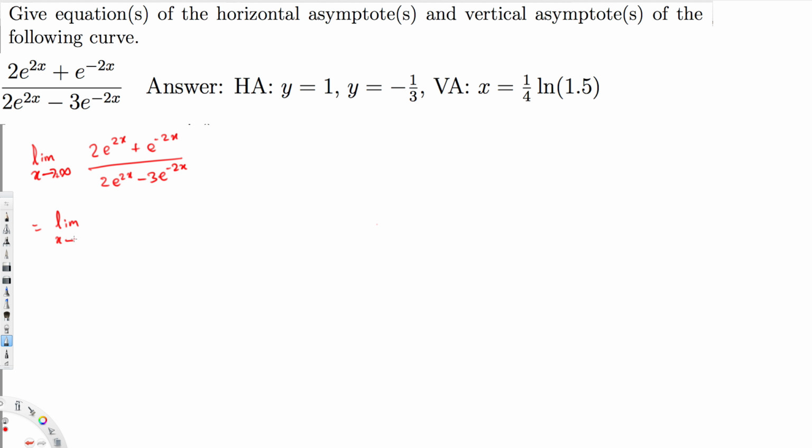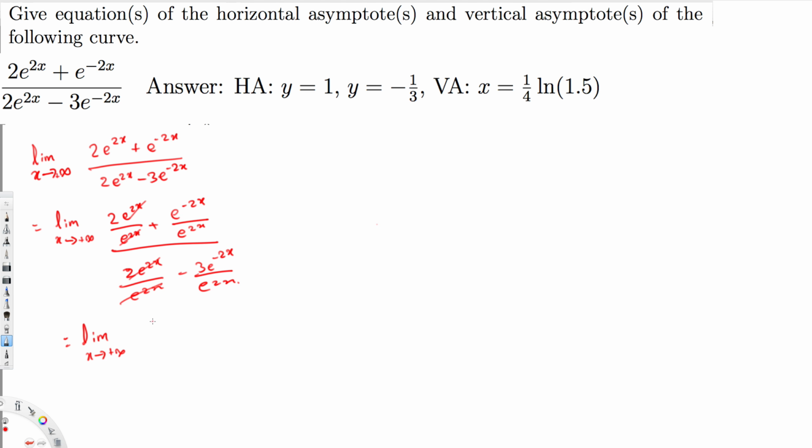Limit as x approaches positive infinity of e^(2x) divided by e^(2x) plus e^(-2x) divided by e^(2x) on the top. In the bottom, 2e^(2x) divided by e^(2x) minus 3e^(-2x) divided by e^(2x). And now we can cancel e^(2x): e^(2x) cancels on the top, and e^(2x) cancels on the bottom.